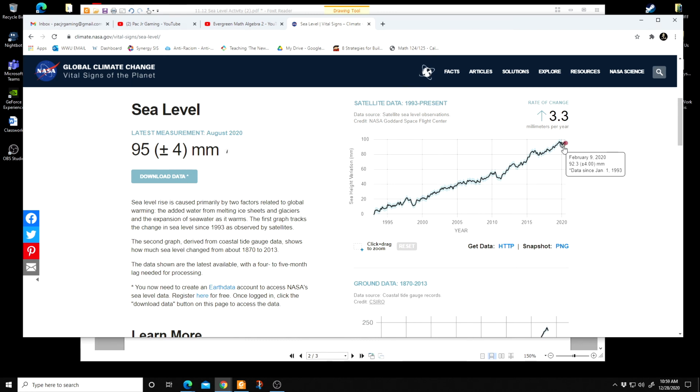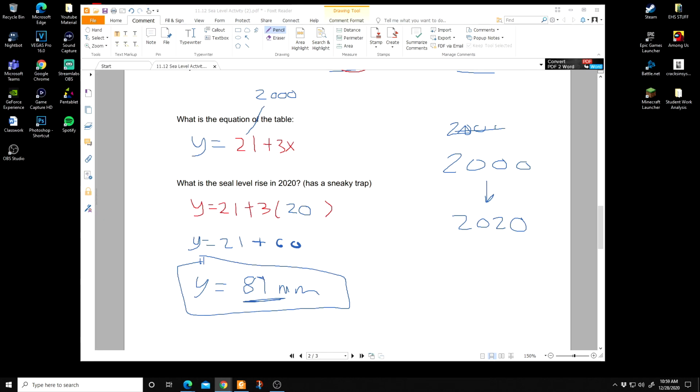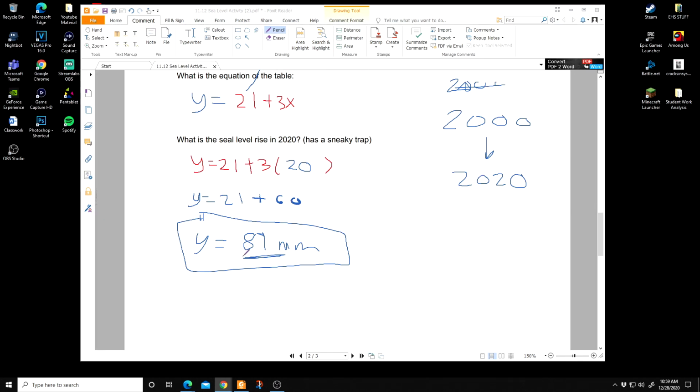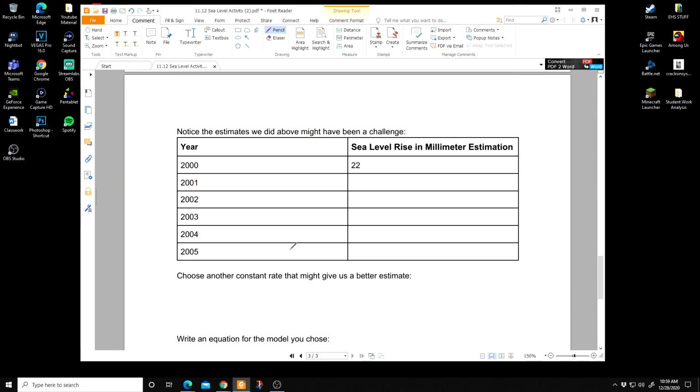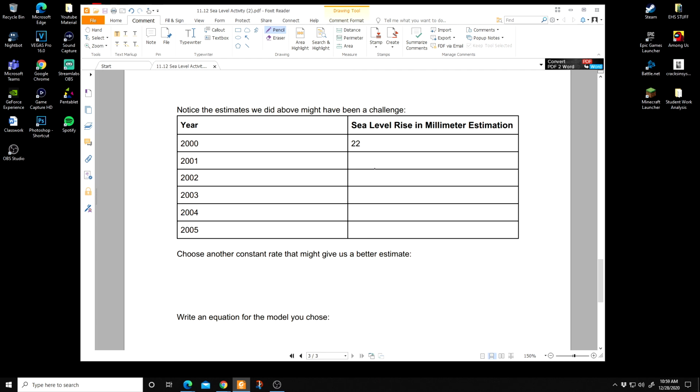February 9th, 2020, it was 92.3. Our latest measure right here is 95. So you can see 92 to 95 is the actual sea level rise. You can see that we were under, right? We were an under representation. Boom. So that's not good. Our number was lower. So what you want to do is come up with your own constant rate that you think is going to give you a better estimate.